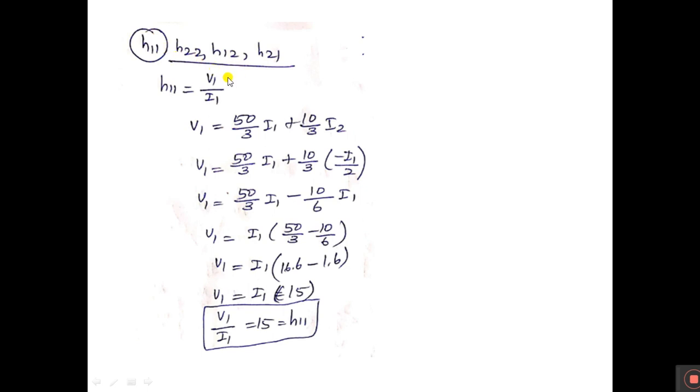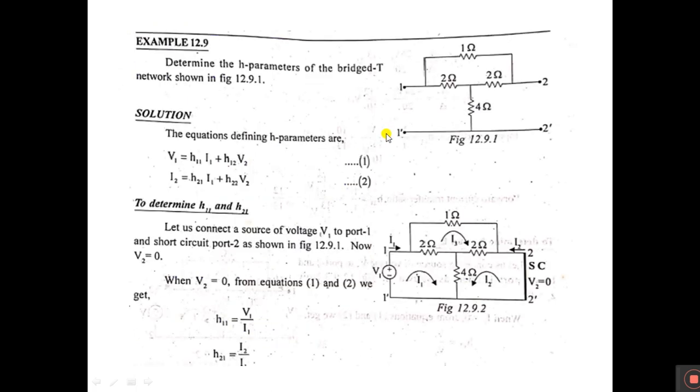The relation is V1 and I1. Check where the relationship is in equation 1. Now replace I2 with the previous equation, minus I1 by 2. Now here also I1, here also I1. If you simplify, you will get 15. Now H11 becomes V1 by I1 equal to 15. Right? So we found all the parameters.